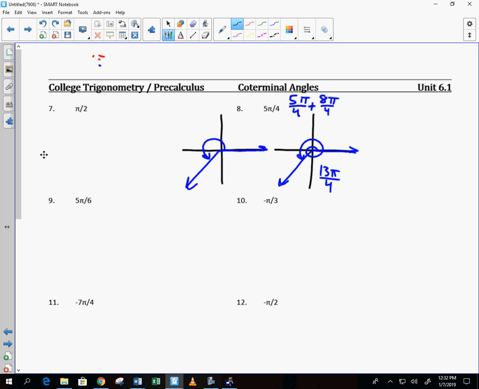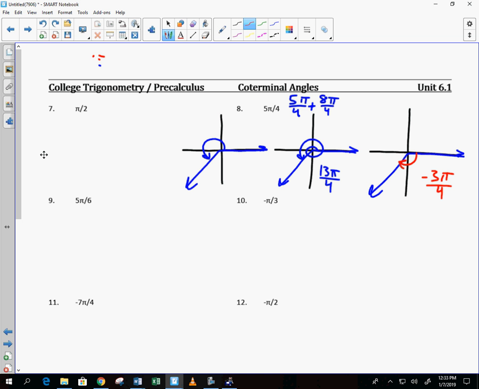We could do the same thing, except we would go in the opposite direction. And you would take 5 pi over 4 and you would subtract 8 pi over 4 and you get negative 3 pi over 4. What do you think about that? Not too bad?